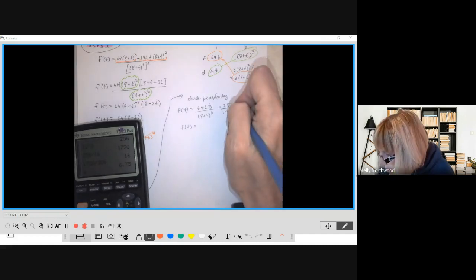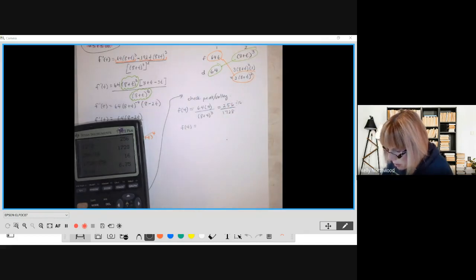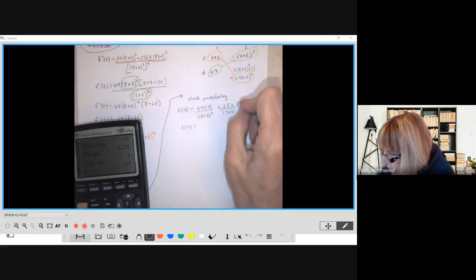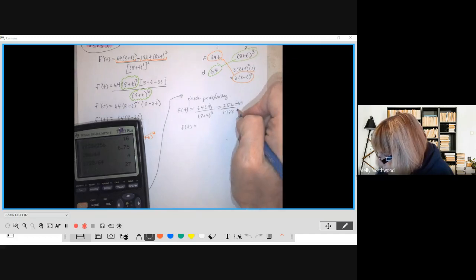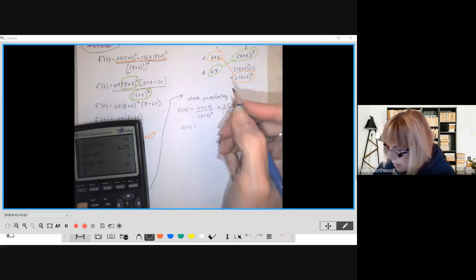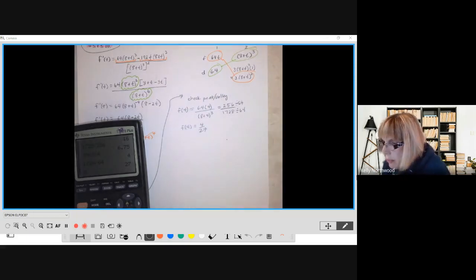I think they divide by 16 anyways. Maybe 64. Let's see if they divide by 64. Yeah, divide by 64. So that gives us 4 over 27. And remember, the question said determine the maximum fraction of the population infected over the first 10 weeks.